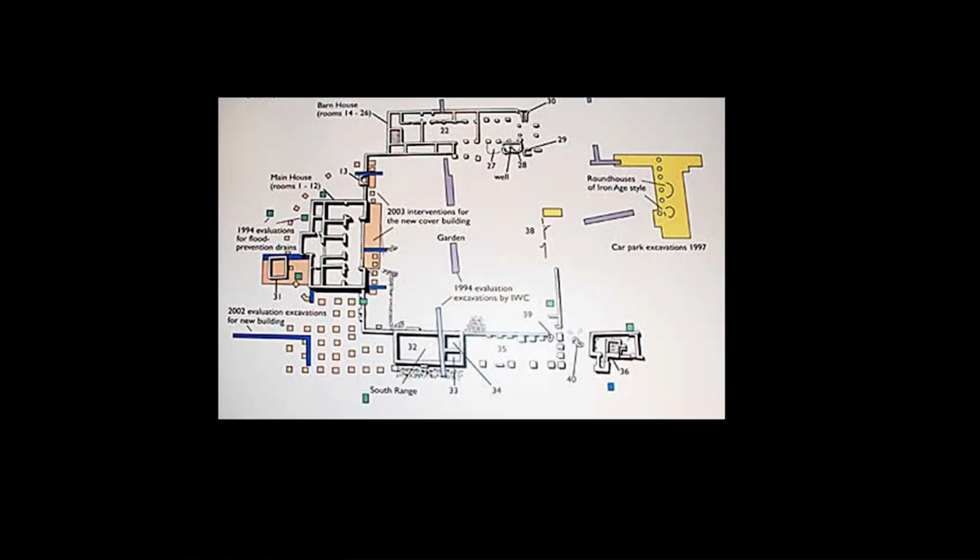And here you see a Roman villa. This is at Brading on the Isle of Wight. And do I have a pointer here? No, it doesn't look as if I do. So this big structure up here is a great big hall, great big timber-framed hall.